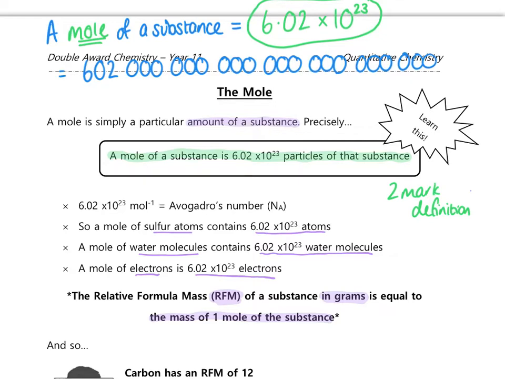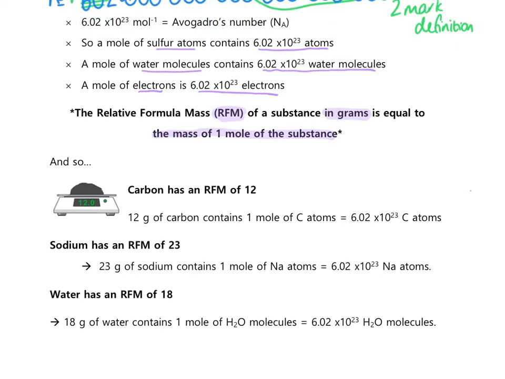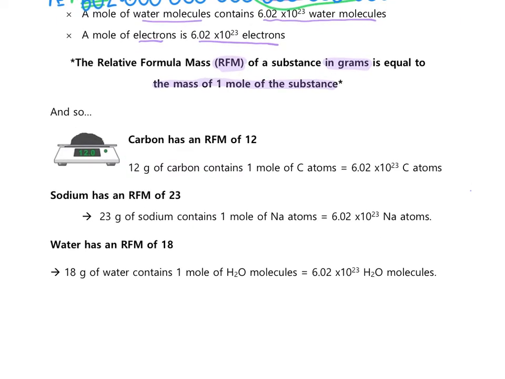That would get you a mark as well, but I just think it's a little bit more complicated, a little bit more wordy. So the relative formula mass of a substance in grams is equal to the mass of 1 mole of the substance. So let's have a little think about what that actually means, because it is quite wordy. So if we were to look at a few examples here, say for example carbon.